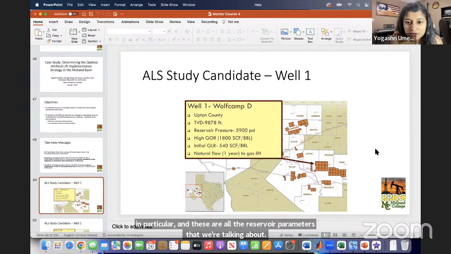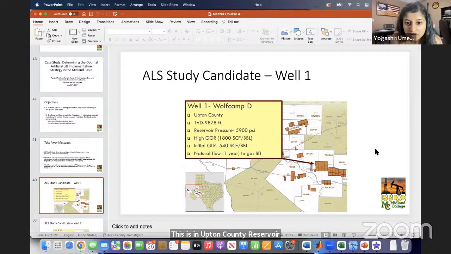Reservoir pressure is 5,900 psi. It's a high GOR, and the initial GLR is relatively high. The artificial lift that the operator used for this particular well was natural flow for a year, and then it was converted to gas lift.